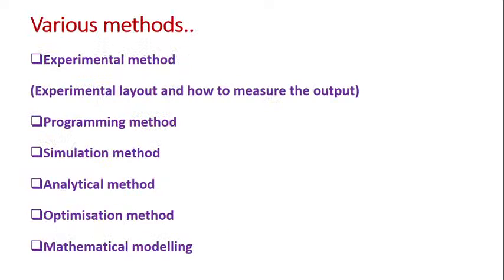Okay. Next I go to various methods. So what are all the methods you can put? Some method, of course, may be missing, so up to my knowledge I am putting. You can use experimental method. In experimental method, you clearly specify what is your experimental layout and how to measure the output. It is important. Normally, in my research, we used to follow this. What is the experimental layout? How am I going to measure the output? Okay, so this emphasis should be available very clearly.